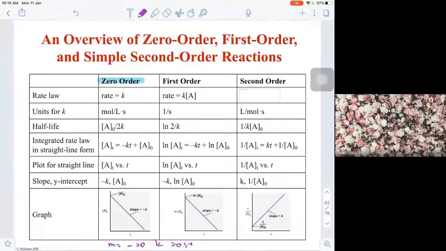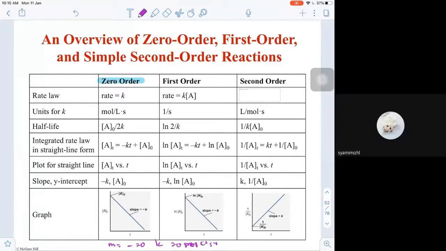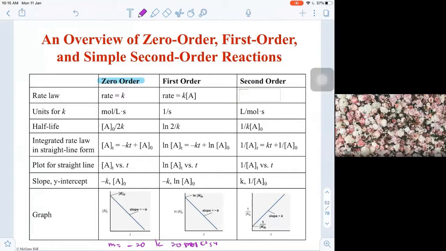Okay, that is if it is the first order. But if it is a zero order, the k will be 20 mole per liter per second. Okay, the unit depends on the order. Okay, so the graph of the zero order is concentration versus time. We got a linear graph.